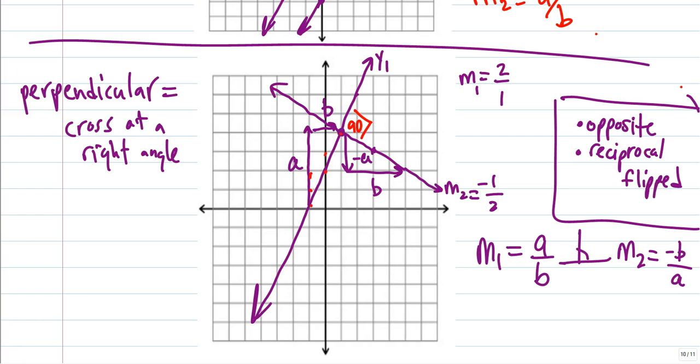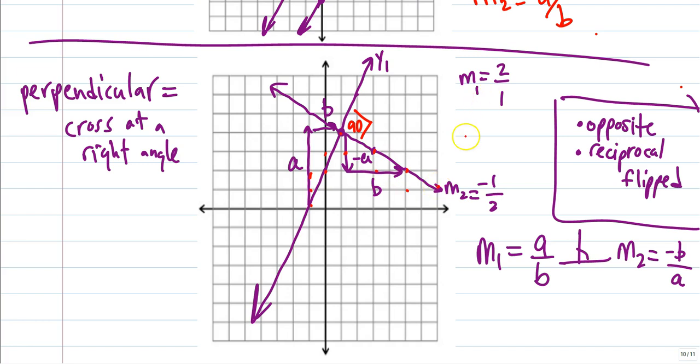A lot of people will just flip it. A lot of people will just make it negative. It has to be both. So A over B becomes negative B over A. 2 over 1 becomes negative 1 over 2.